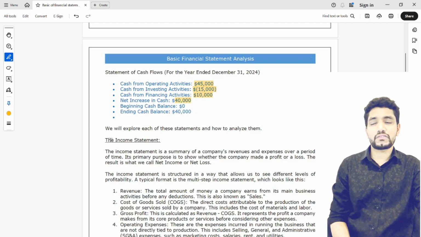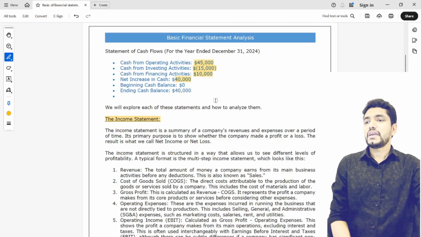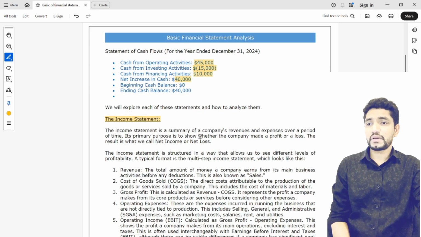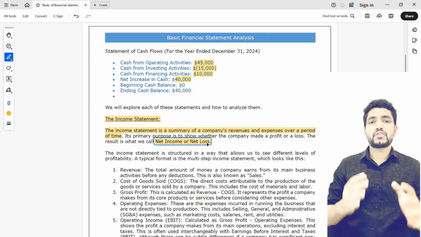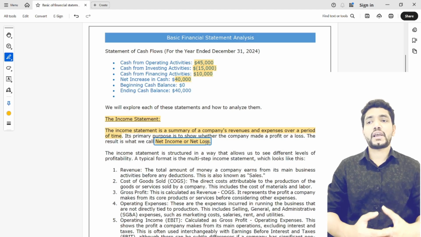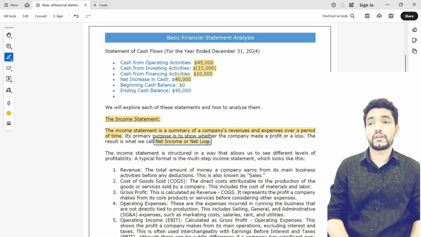So first we will move into the income statement. The income statement is a summary of a company's revenue and expenses over a period of time. Its primary purpose is to show whether the company made a profit or loss. The result is called net income or net loss.